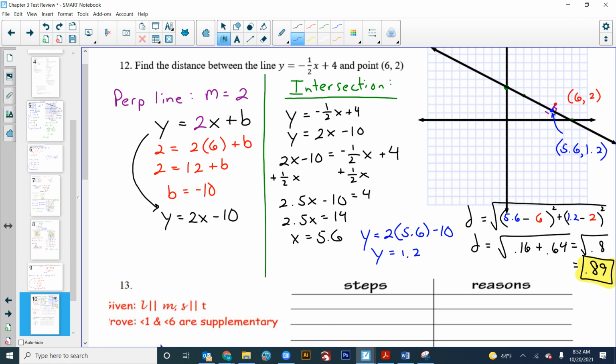Callie? Is this what the test is gonna look like? Yes, it is. Maybe shorter. Will you give us a graph on the test for questions like this, or will we have to draw our own? It's a good question. By the way, the answer there is 0.89, is what I got.